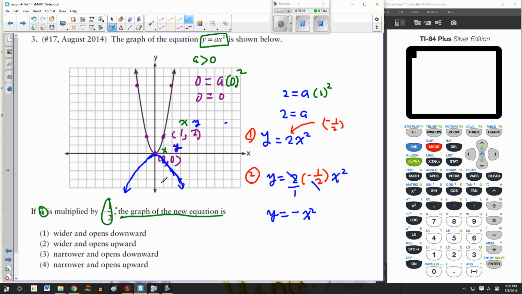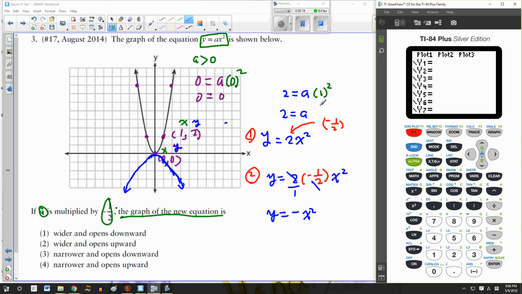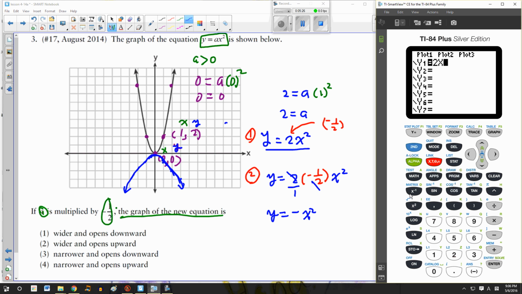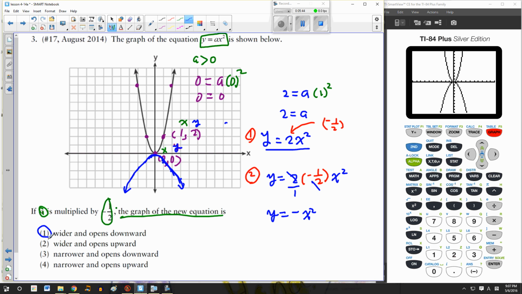We're going to check it with the graphing calculator by plugging it in. The first one is 2x squared. The next one is the negative x squared graph. This is the first graph. This is the second graph. And so the answer is 1: the second one is wider and opens downward.